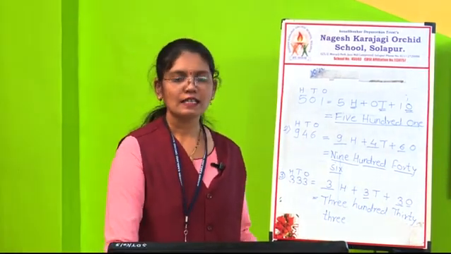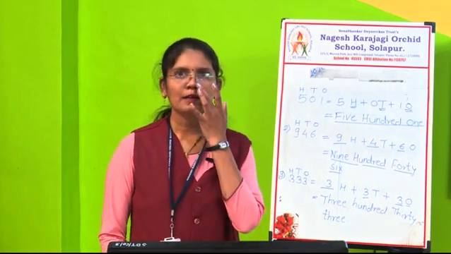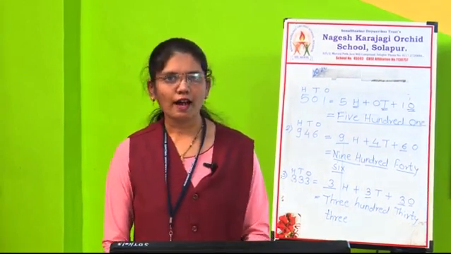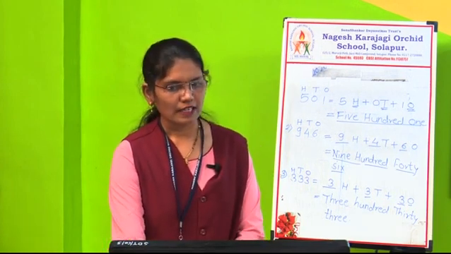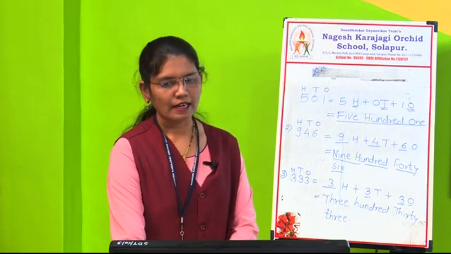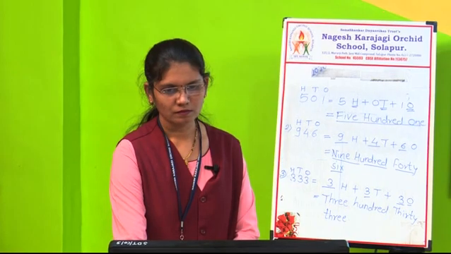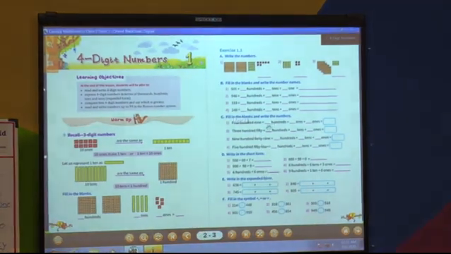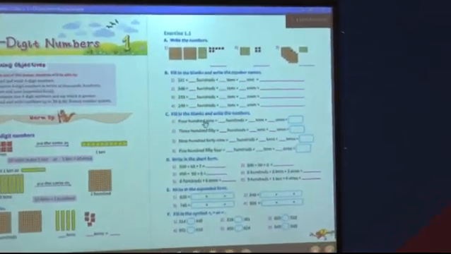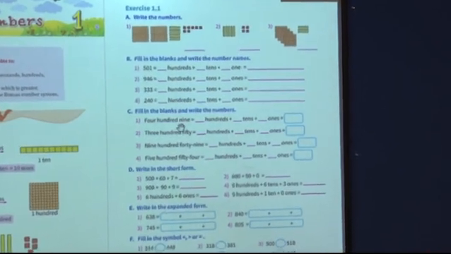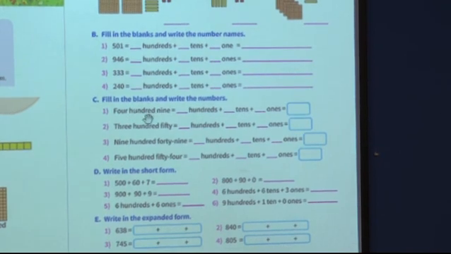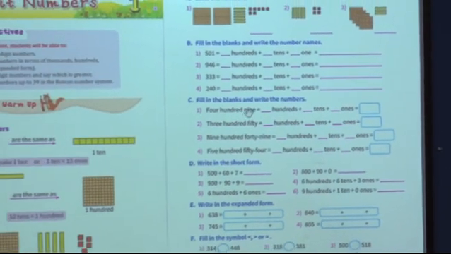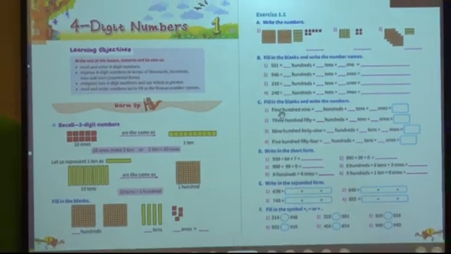Understood? See students, in maths understanding is very important. Without understanding you can't solve anything, because in maths you can't copy. So let's understand the concept first and then solve. The next question is fill in the blanks and write the numbers. See here 409 is there. Now in this question they have given the number name and we have to write the number for the given number name. Understood? Okay.